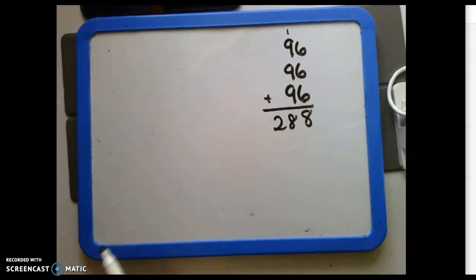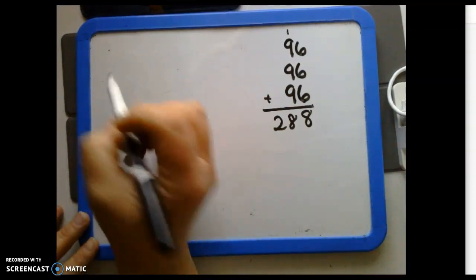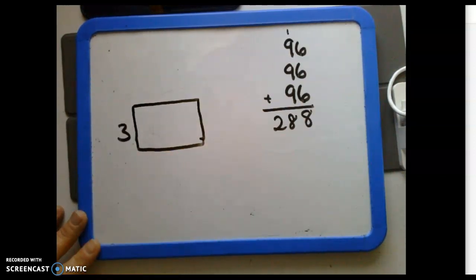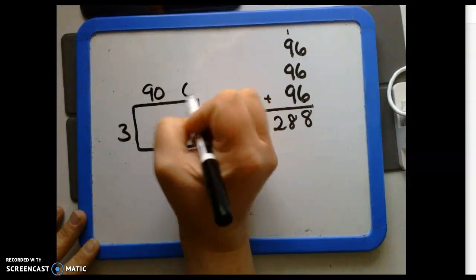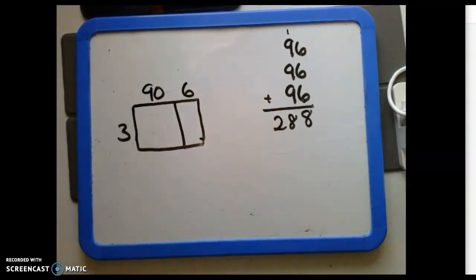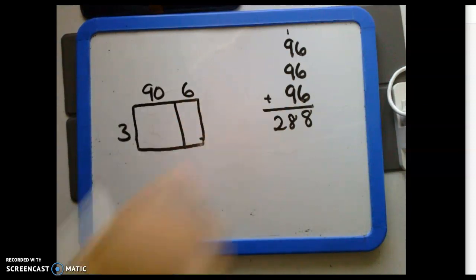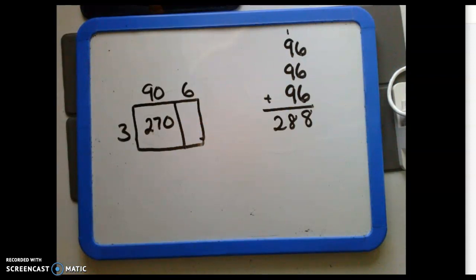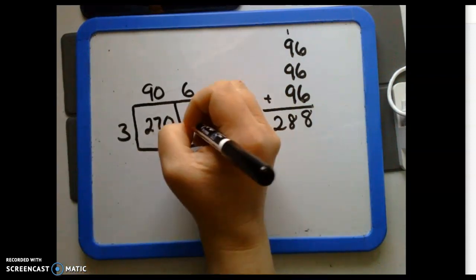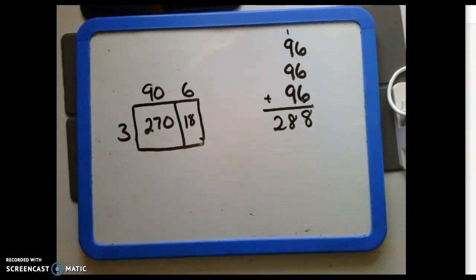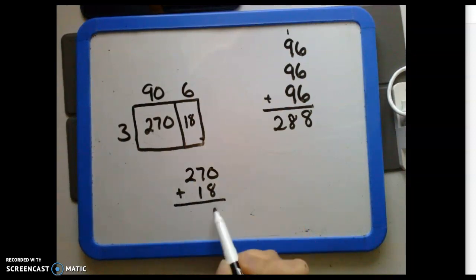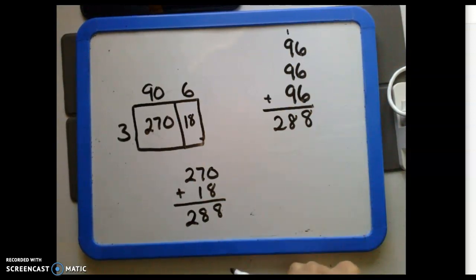Let's go ahead and use our area model to solve for this as well. 3 times 96. 3 times 9 is 27, add that 0. And then 3 times 6 is 18. My third step is to add my partial products. 270 plus 18 is going to give me the same answer.